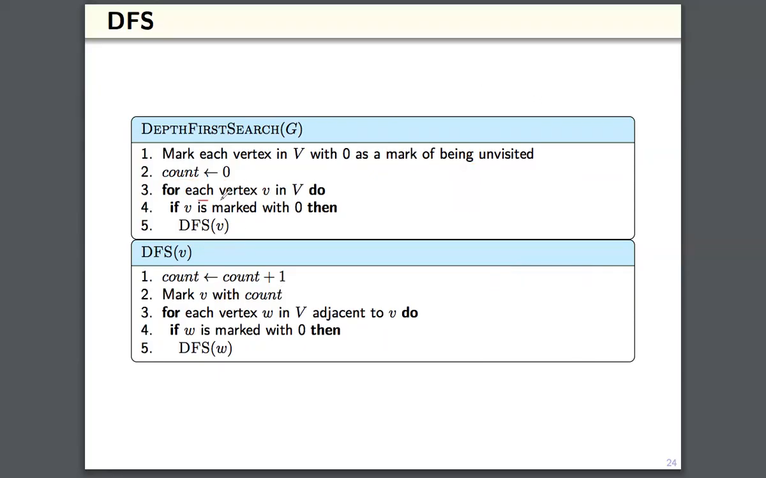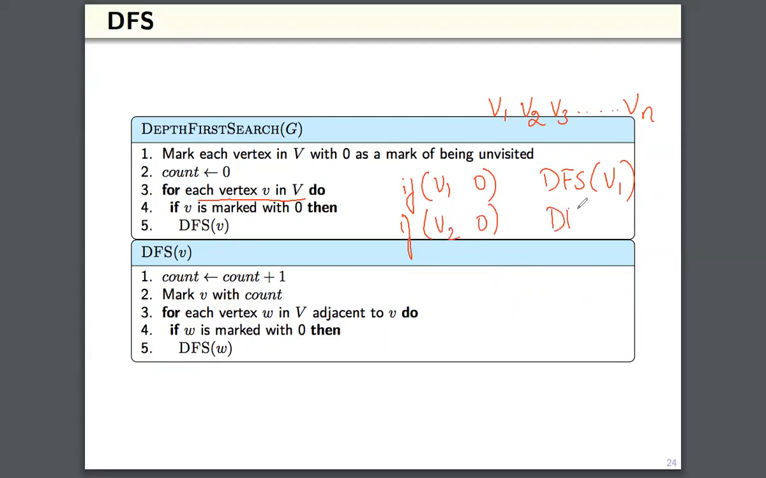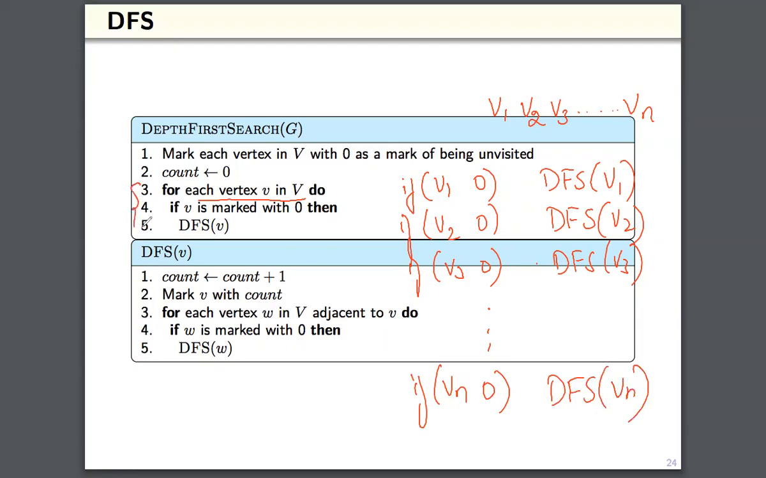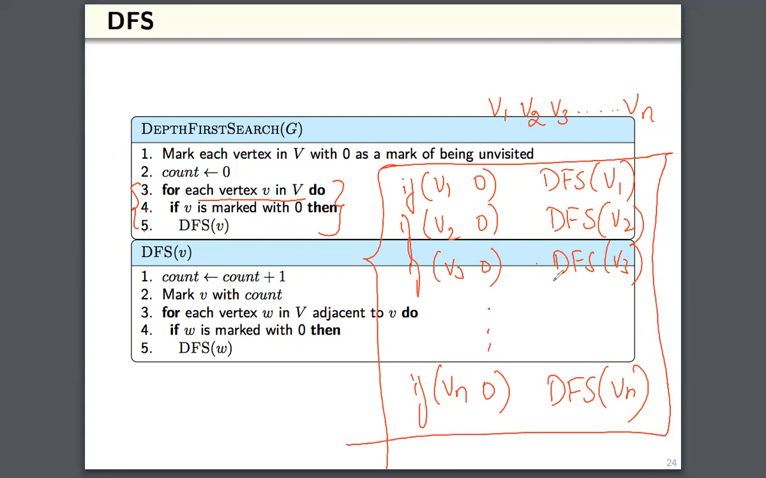So what is it saying? For each vertex v in V, suppose the vertices are numbered V1, V2, V3, and so on up till Vn. If V1 is marked with 0, then DFS of V1. If V2 is marked as 0, then DFS of V2. If V3 is marked as 0, then DFS of V3. So on up till, if Vn is marked as 0, then DFS of Vn. That's the meaning of lines 3, 4, 5. Make sense? Lines 3, 4, 5 really mean this entire thing. But why should we do it? We will analyze it later, once we understand the DFS code itself.